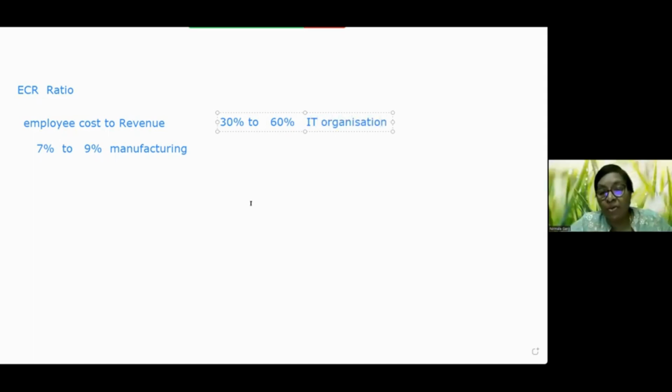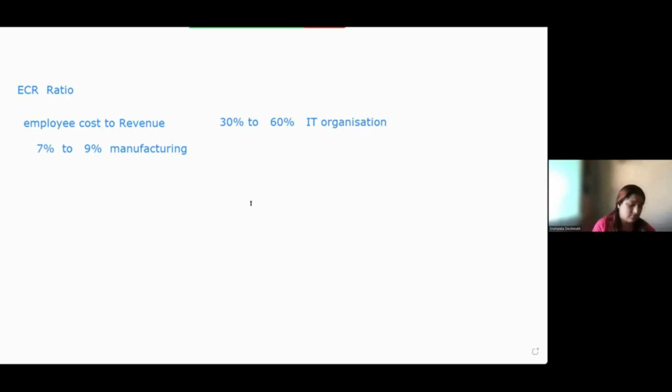I'm just about to come to that. In a service sector, depending on the complexity, in IT it might be a little lesser, but in a product development company, it will be much higher. It depends on the kind of people you want to hire. For example, Google easily says that their ECR ratio is something like 65, 70% to 80%.